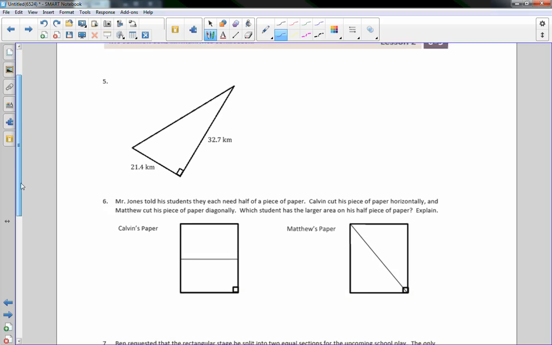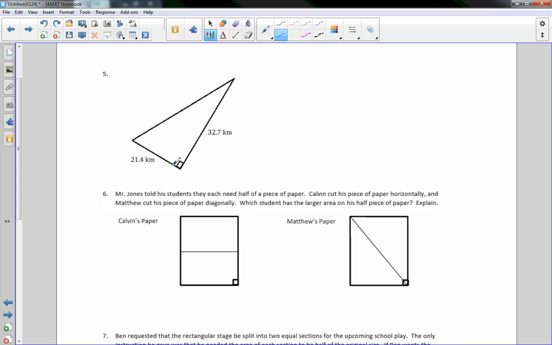Okay, number 5. Again, it's a rotation. Don't be confused by that. My right angle is right here. The sides that create that right angle are this side and this side. So all I need to know is that this is the base and this is the height. Area equals base times height divided by 2. Write the formula, step 1. Step 2, substitute the givens.